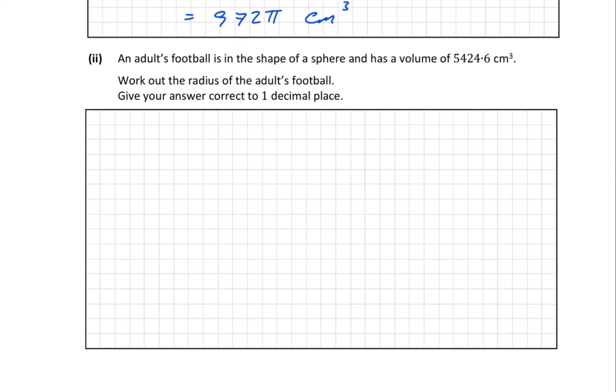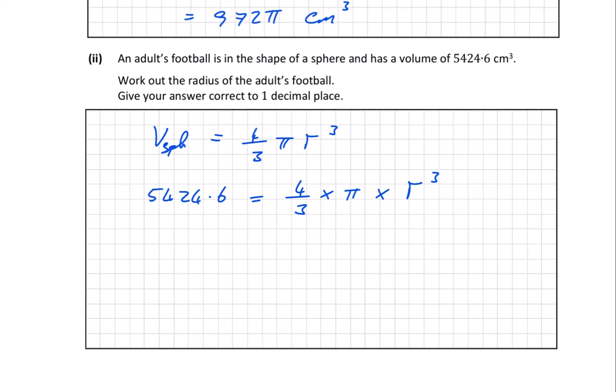An adult's football is in the shape of a sphere and has volume 5424.6 centimeters cubed. Work out the radius. Give your answer correct to 1 decimal place. So again, the volume of a sphere is 4 over 3 pi r cubed. This time we have the volume. The volume is 5424.6. So put everything else in that we know. We know pi, and we've got to work out the radius. Okay, so we just got to solve this for r.